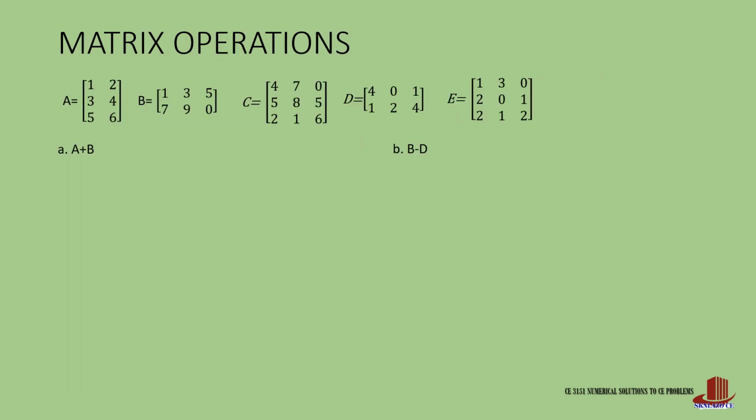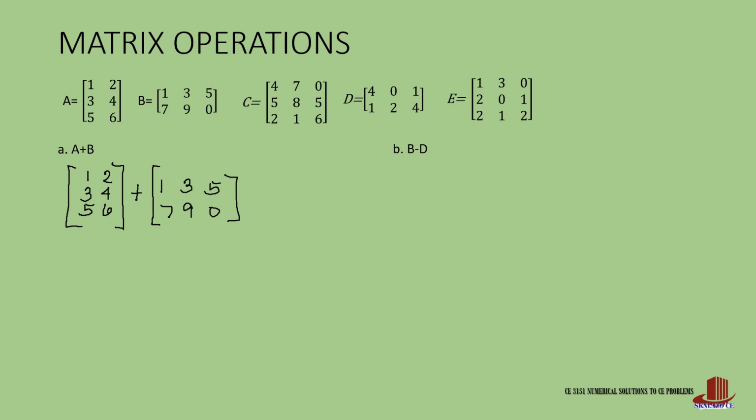In here, you would see a set of matrices, A until E, wherein we are required to do different operations. Let's work with requirement letter A. It says that we are going to have matrix A added to matrix B. Let's check matrix A. Elements would have 1, 3, 5 for the first column, 2, 4, 6 for its second column, with matrix B being 1, 3, 5, 7, 9, 0 for its elements.